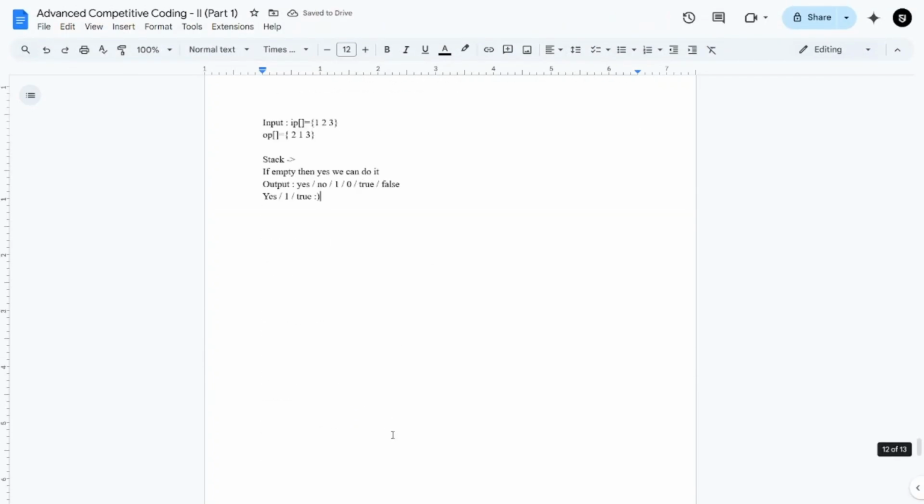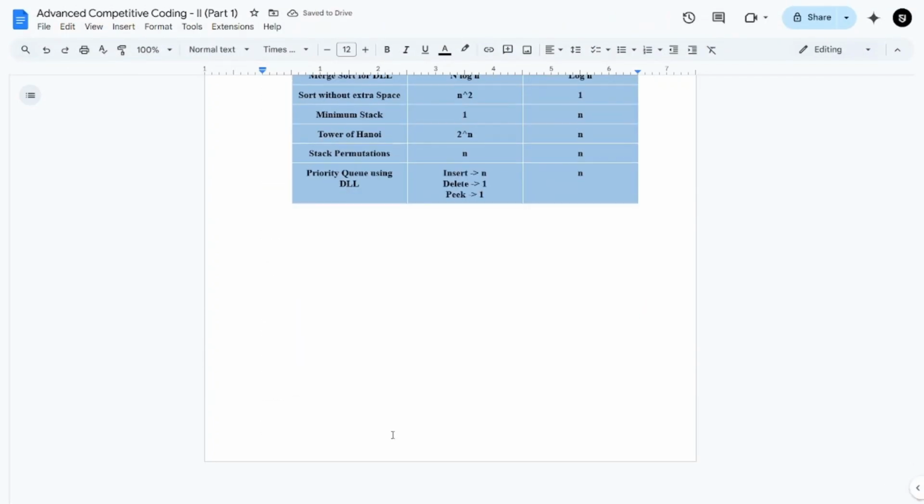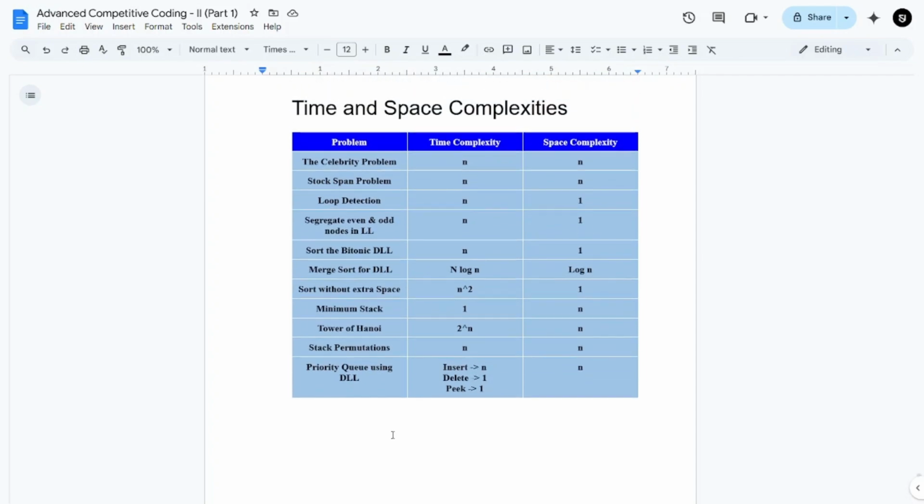So that's the questions. And yes, so here we have a dedicated time and space complexity table made for you. So you can give a glance at it. Meanwhile, I'll grab some water.